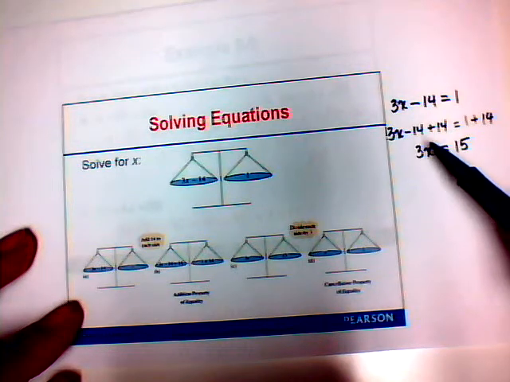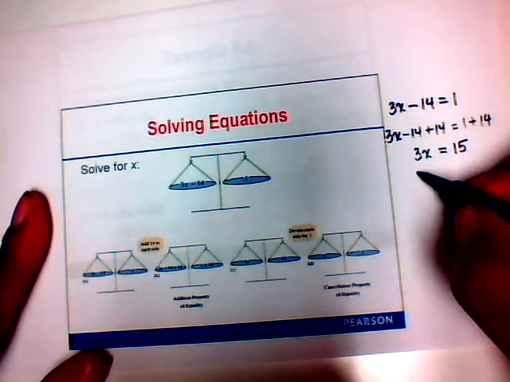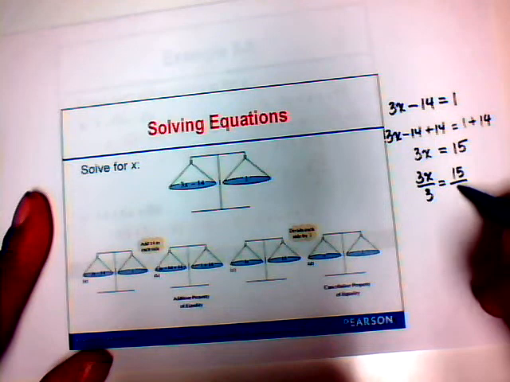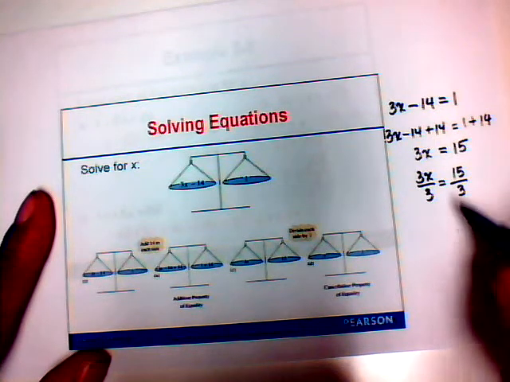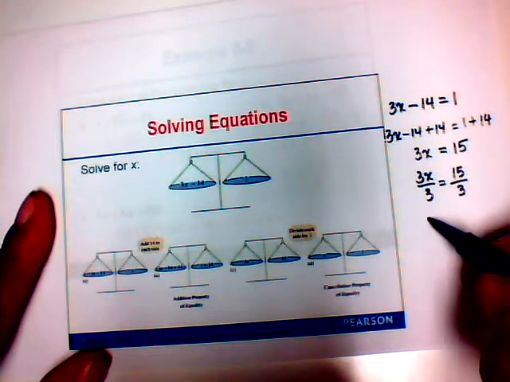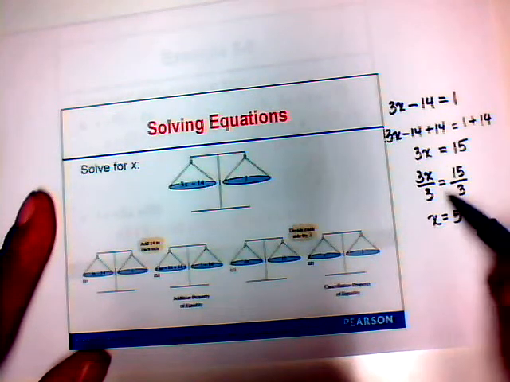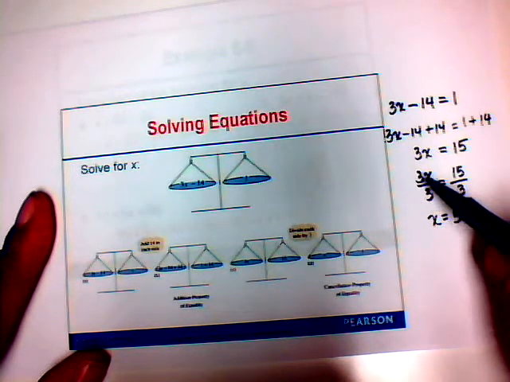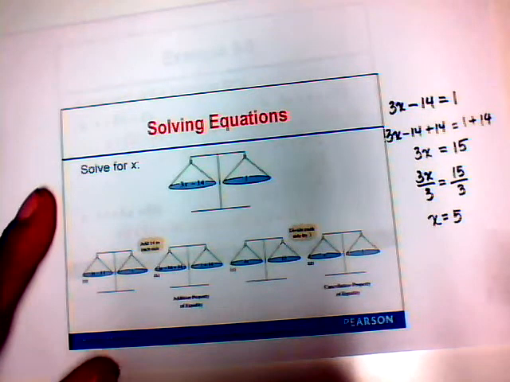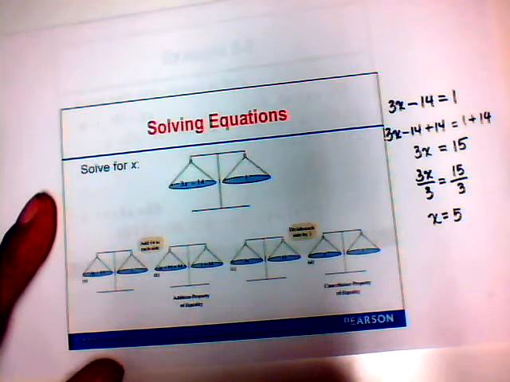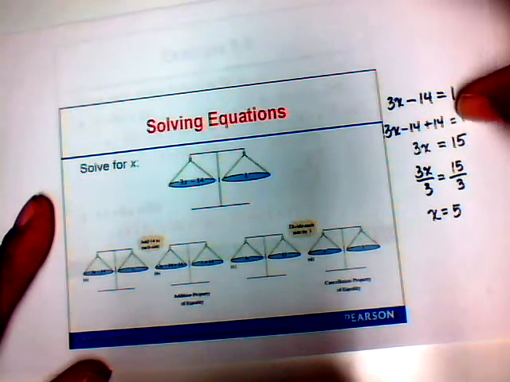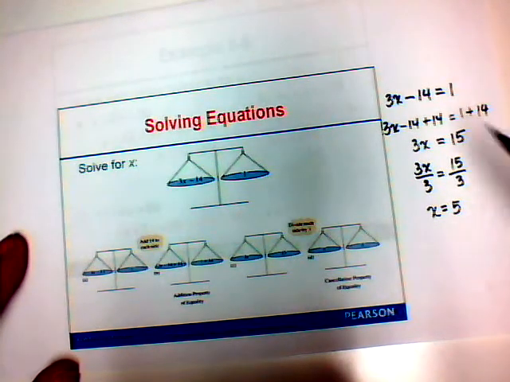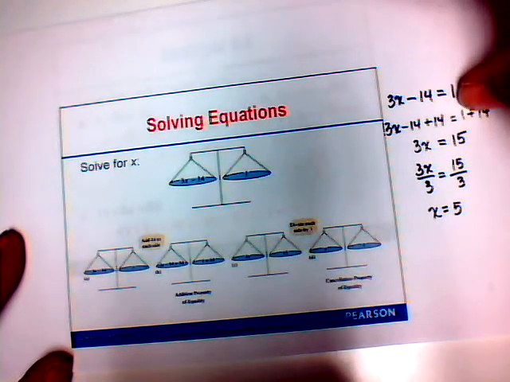Okay, in this case here, x is being multiplied by 3, so the opposite of multiplying by 3 is dividing by 3. So we need to divide the left side and the right side by 3. Because whatever we do on one side of the equation, we must do the same thing on the other side. So x will be equal to 15 divided by 3, which is 5. The 3x divided by 3, you divide out the 3, you're going to be left with x. And this is where they use the cancellation property of equality to get x is equal to 5. So the solution, or the value of x for this particular equation, would be x equal to 5.